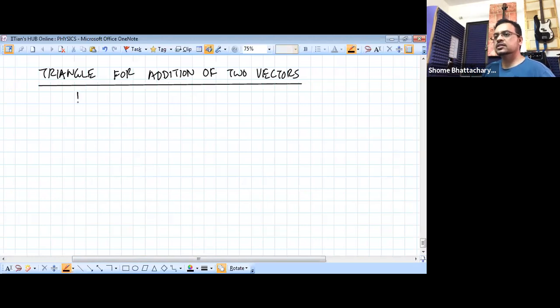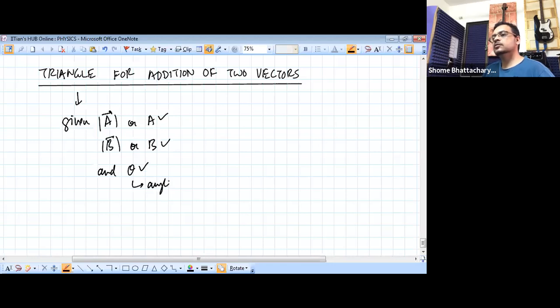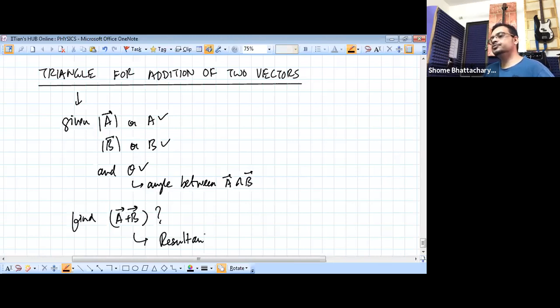Okay. So this is that, given the magnitude of the vector A, the magnitude of the vector B, and the angle between them, that is the angle between A and B, we want to find A plus B. This is called the resultant, or it is called the sum of A and B. So whenever we use the term resultant of two vectors, we mean the sum of the two vectors. Okay. So how to find this?